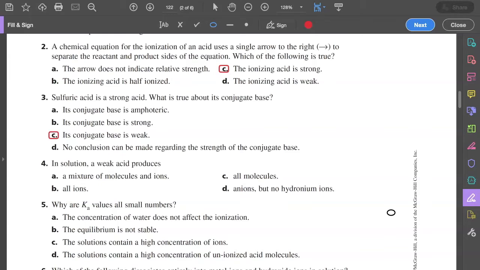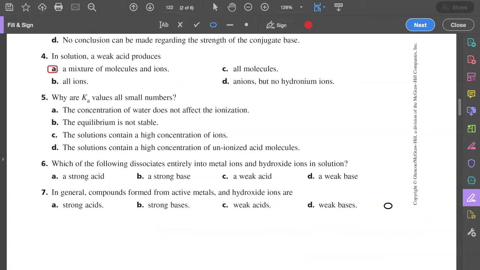In solution, a weak acid produces, is it A, a mixture of molecules and ions? Is it B, all ions? C, all molecules? D, anions but no hydronium ions? It's A, a mixture of molecules and ions. Weak acids will dissociate somewhat, but mostly they stay in the molecular undissociated form.